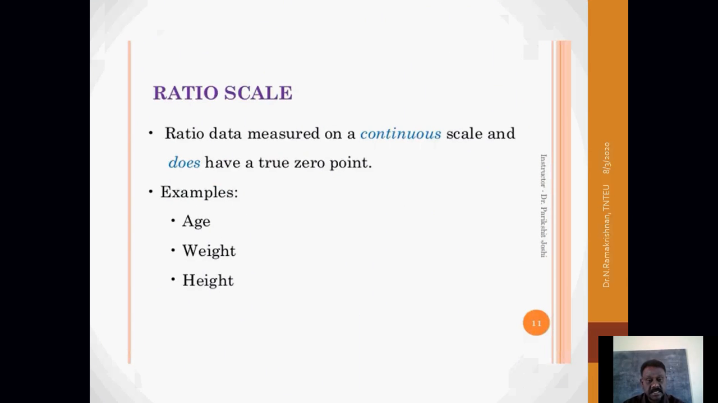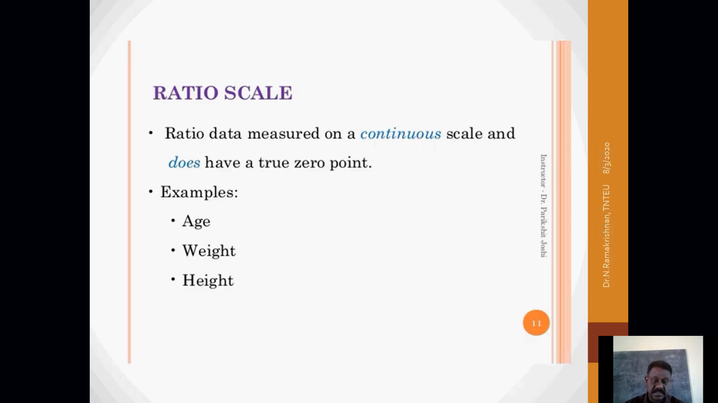Then ratio scale. Here, ratio data is measured on a continuous scale, and it does have a true 0 point. True 0 point means, as I already told, age. Age means definitely you are starting from your birth. Then weight, you are starting from 0. Height, you are starting from 0. That is why it has a true 0 point. That means below 0, nothing is there.